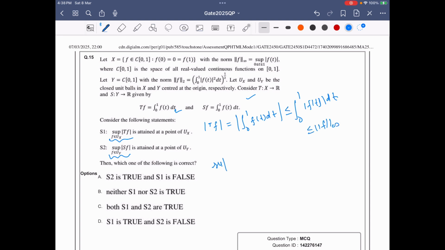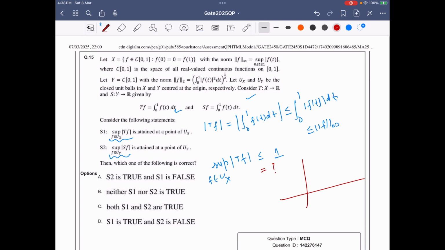So the supremum of Tf when f is taken from the unit ball Ux is less than or equal to 1, right? Because norm of f infinity is always less than or equal to 1 when you take f from Ux. But still this doesn't guarantee whether this is equality or not. So to check whether this is equality, you can try to consider a function in Ux whose area is approaching towards 1.